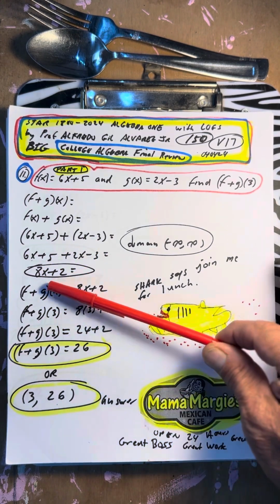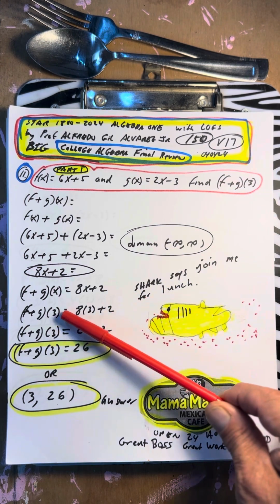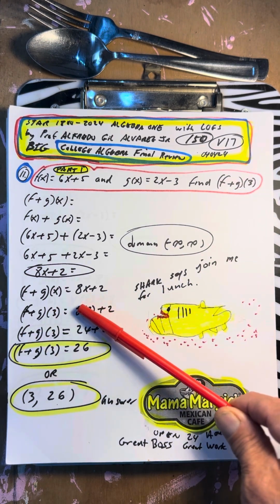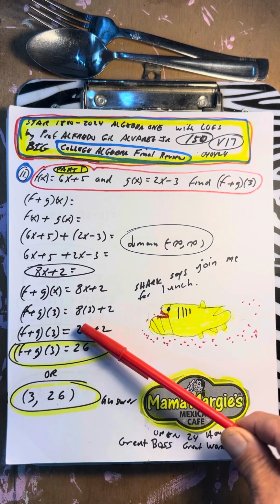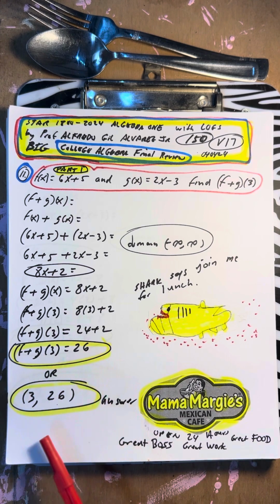Now, f plus g of x is this right here. So now, what do you find out? 3. So put a 3 in there. F plus g of 3, put it in there. 8 times 3, and that's going to give you 24, and 24 plus 2 is 26. So f plus g of 3 is 26, or 3 comma 26, ordered pair.